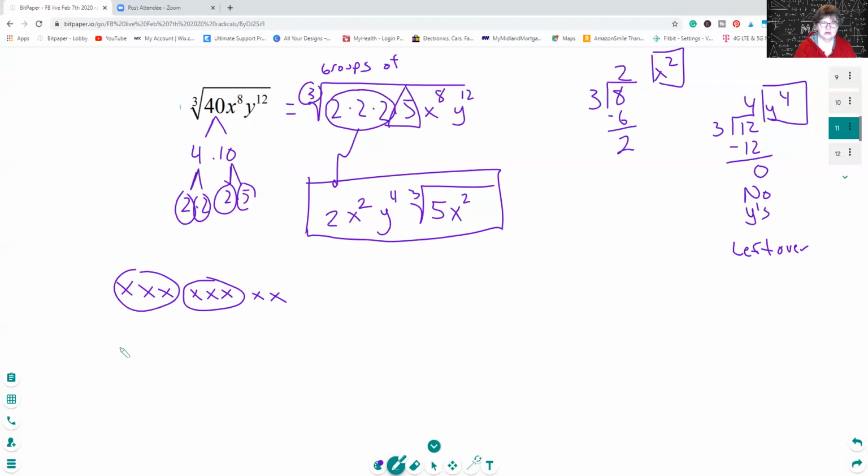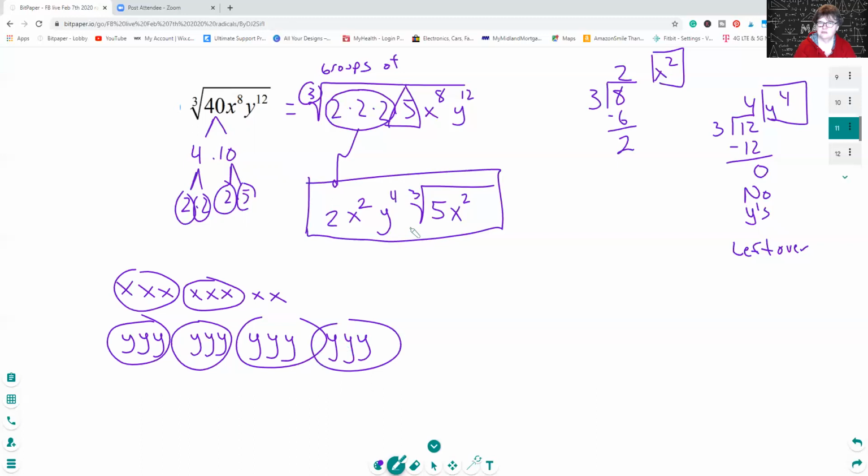On the y's, I know you need groups of 3. So as I write them out, I'm going to write them out in groups of 3, with a little space between them until I get 12 of them. This is really why you don't want to do it this way, because if it's a really big exponent, it could take you a long time. But there's my 4 groups of y's, and that's why it came out as y to the 4th. It's all the same rule.